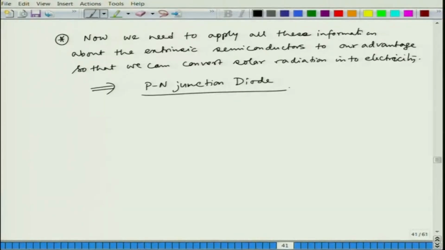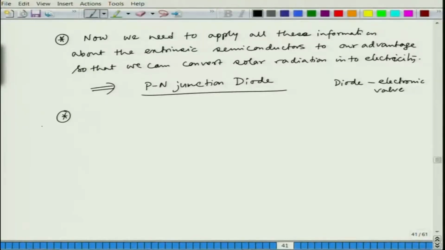And diode means what? Diode is an electronic valve. Okay. So, diode stands for electronic valve. What does a valve do? It allows flow in one direction, but does not allow the flow in the reverse direction. That is the purpose of a valve. Here also we will see the p-n junction diode that we will generate will allow the carriers, or the current, to flow from one direction, not in the other direction. Okay. So, that is the first thing.